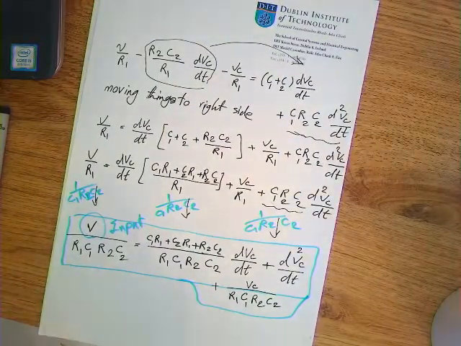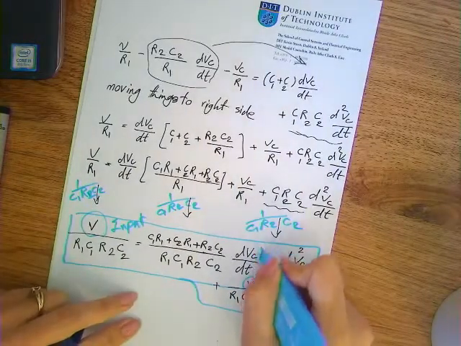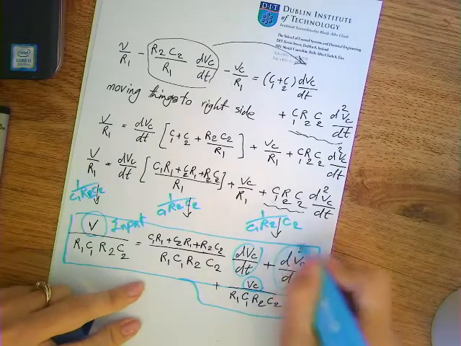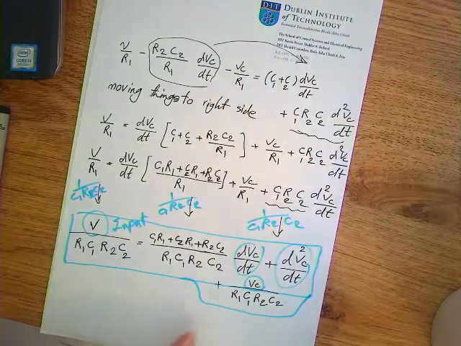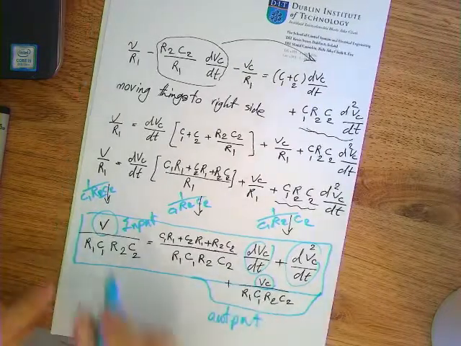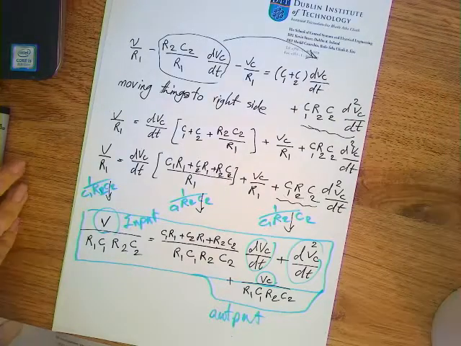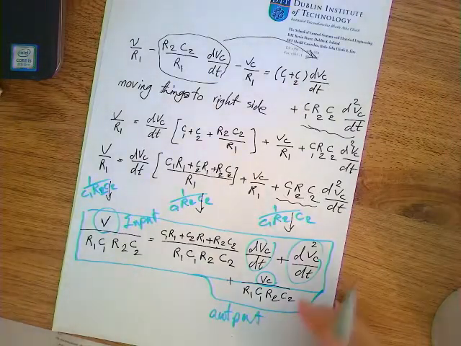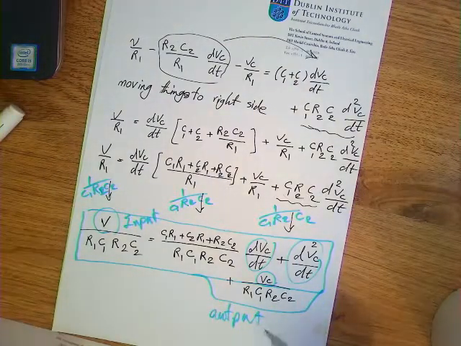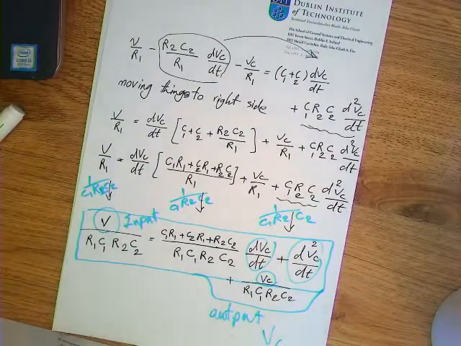So I have my output here on its own, and also in first derivative and second derivative form. So this side is my output and this side is my input, and that's how we get the relationship between the input voltage supply and the output, or the voltage across the capacitor.